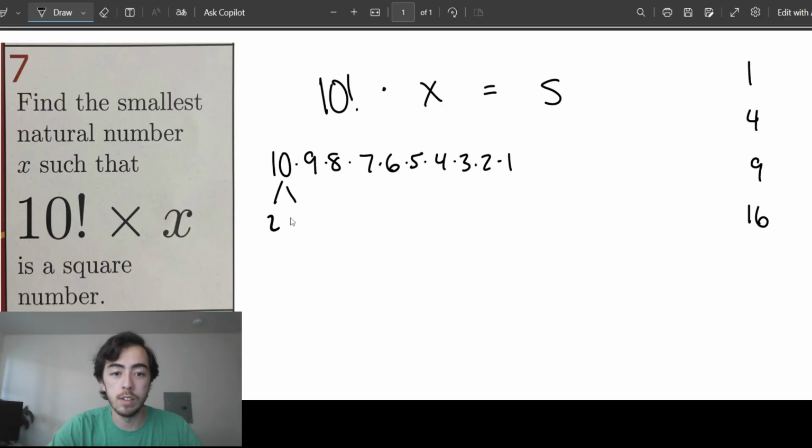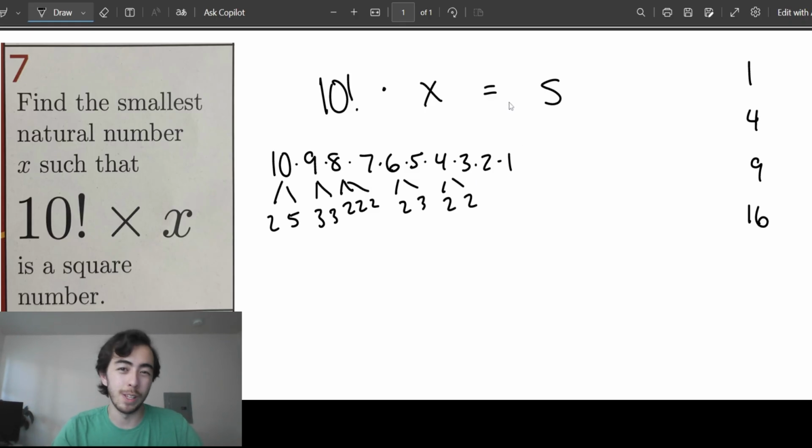So this 10 is a 2 and a 5. This 9 is a 3 and a 3. This 8 is 2 times 2 times 2. 7 is prime. 6 is 2 times 3. 5 is prime. 4 is 2 times 2. And then 3 and 2 are primes. And then the 1 doesn't really matter for our prime factorization.